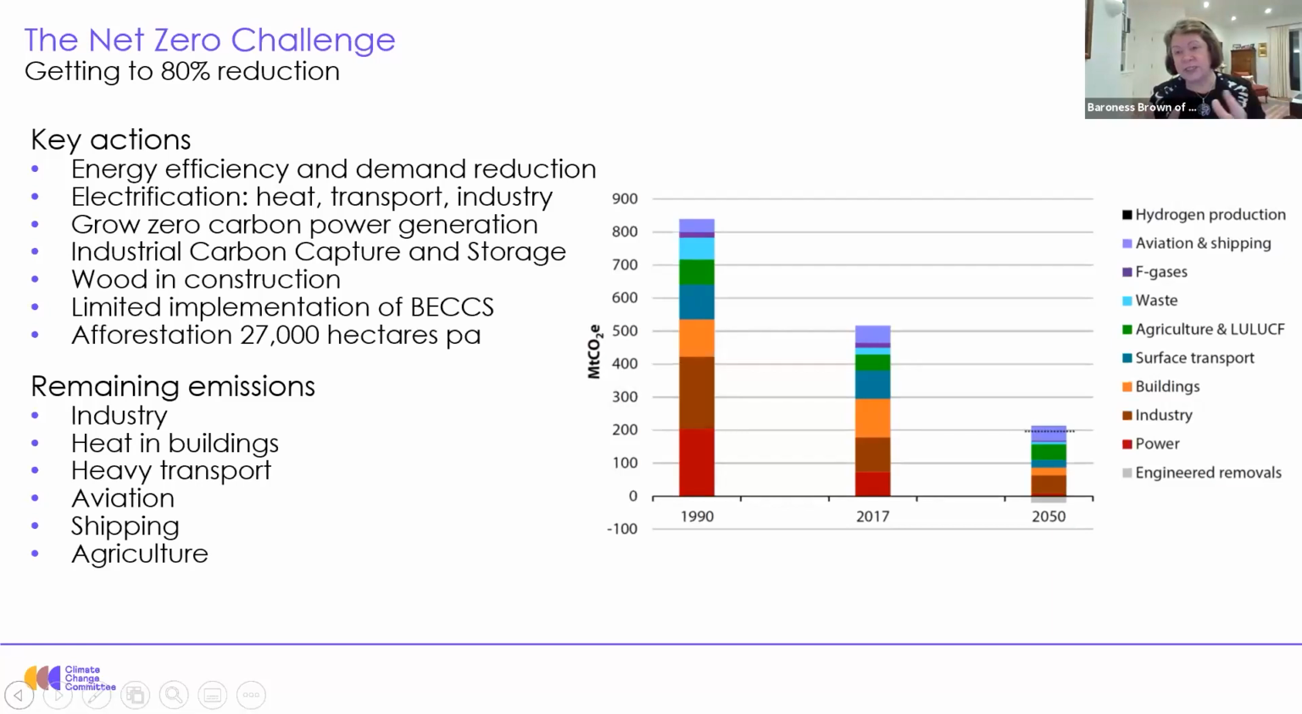But all of those actions still left us with quite a big chunk of emissions. And in particular, those emissions were in industry, from industrial processes, from heating buildings, from heavy transport, things that were hard to electrify, and in challenging areas like aviation, shipping, and agriculture. But at an 80% reduction, we didn't have to worry about getting all of those down to zero. Now we're focusing on 100%. We really have to focus very hard on those you might call hard to reduce areas.